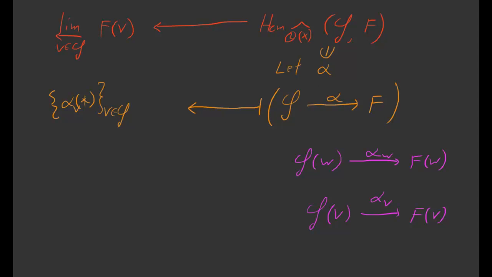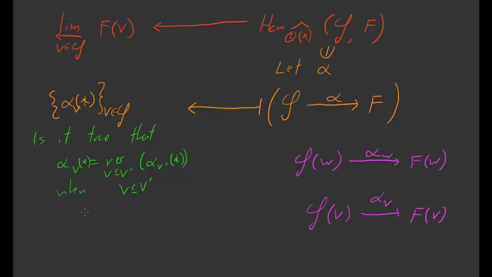And now we can ask ourselves, well, does this family match? Right? Is it true that alpha v star is equal to the restriction of alpha v prime star when v is inside of v prime?